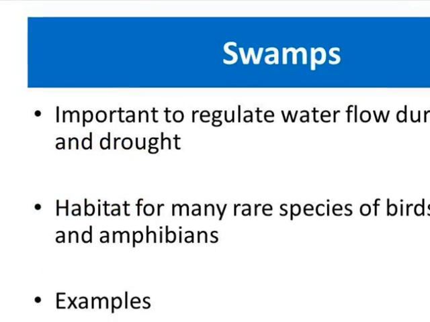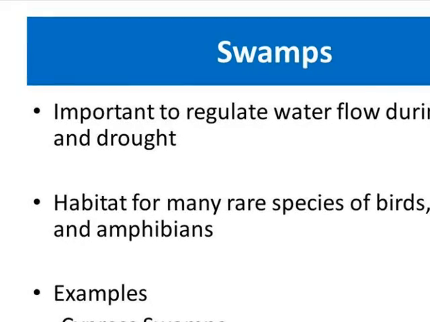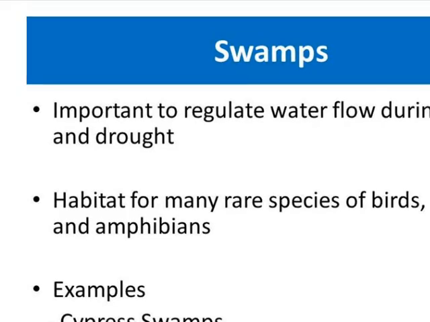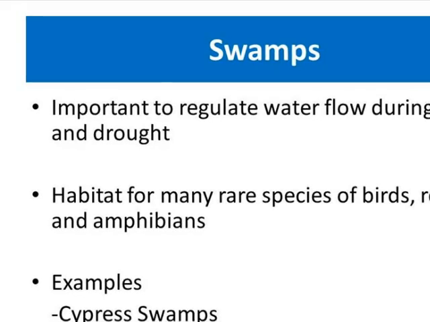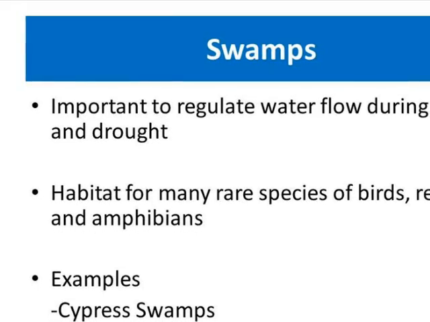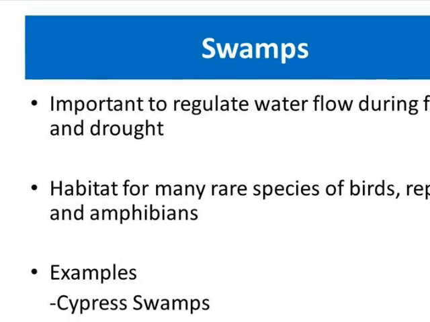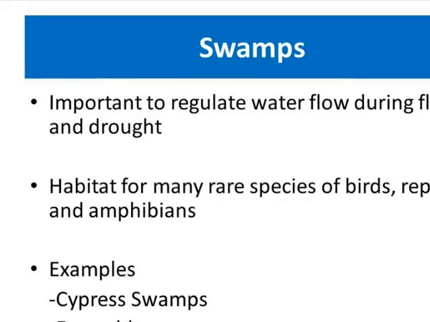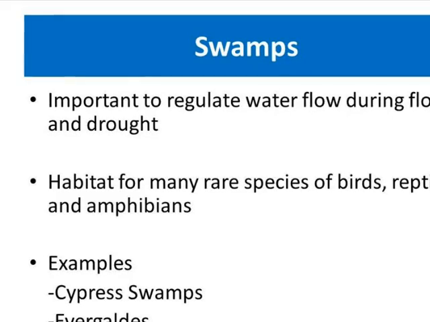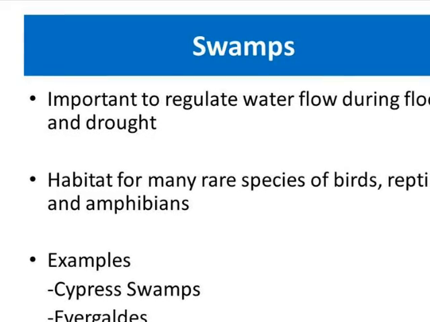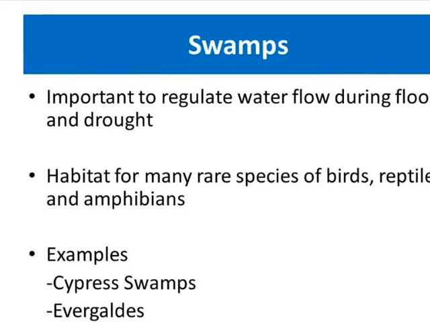Now, another type of community are swamps. Swamps are low-lying, usually wetland or treed areas, with things like cypress trees commonly associated with them, as well as grasses such as we see in the Everglades. These are important to regulate water flow during floods and drought. During periods of excessive rain, waters will flow into swamps and fill them up. During periods of drought, the swamps will draw down, releasing that water back into the river to help maintain water flow within the river.